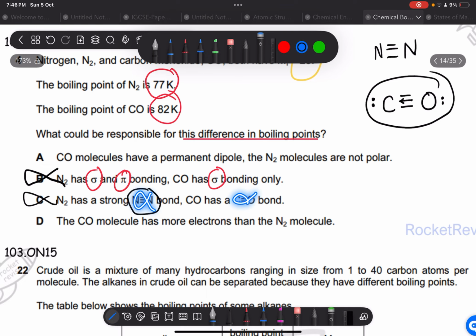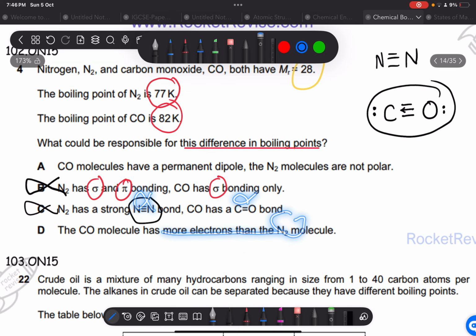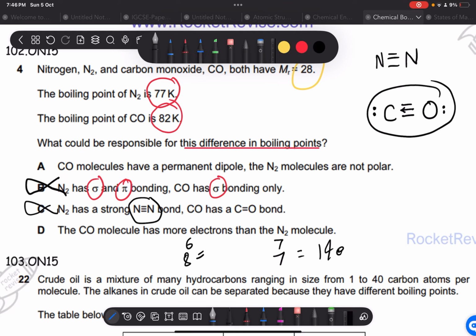No. The CO molecule has more electrons than an N2 molecule. How many electrons does CO have? C has 6 electrons and O has 8, and N2 is 7 plus 7, 14 electrons, and this has 8, 9, 10, 11, 12, 13, 14 electrons. Both have equal electrons. That's incorrect. The first one is correct, that CO molecules have a permanent dipole and N2 molecules are non-polar.